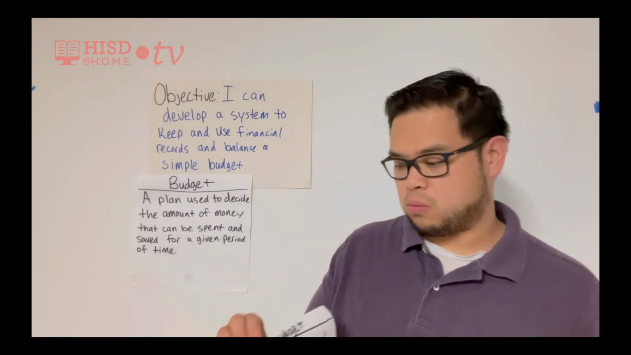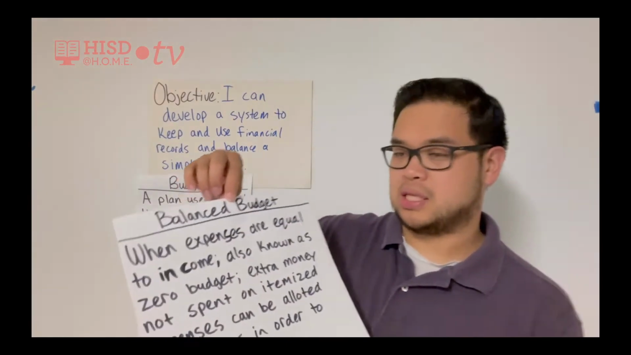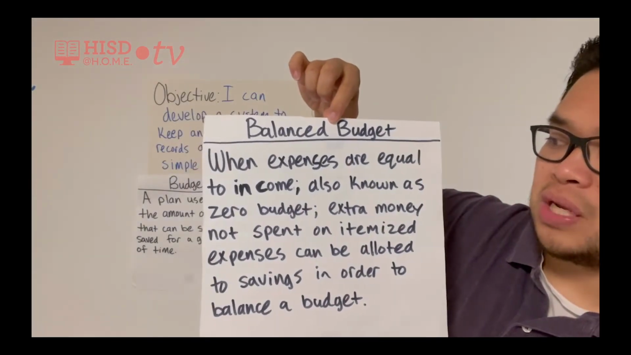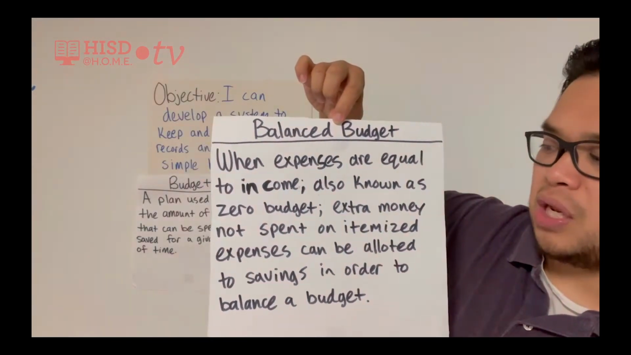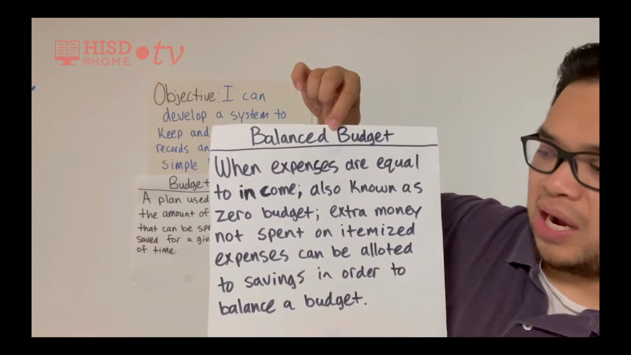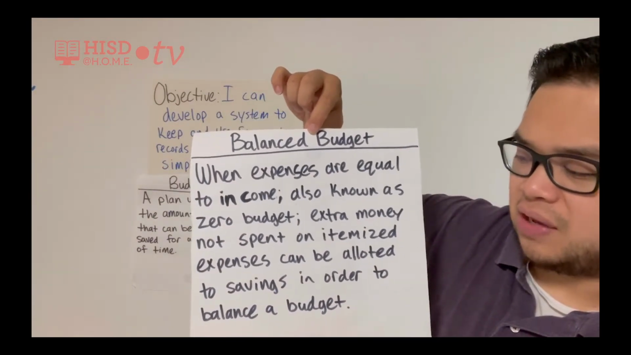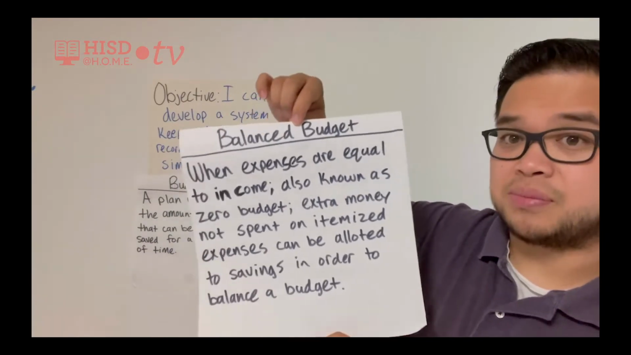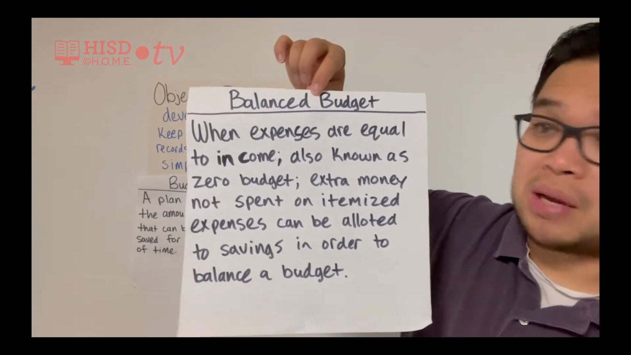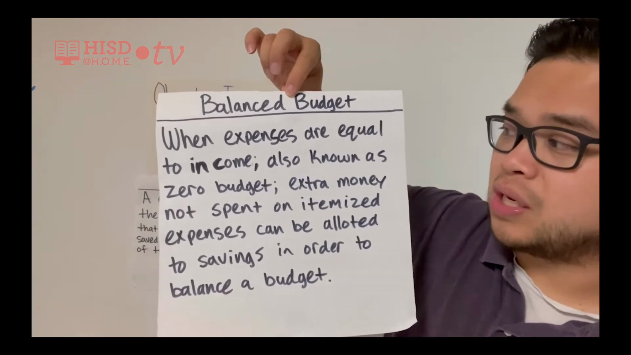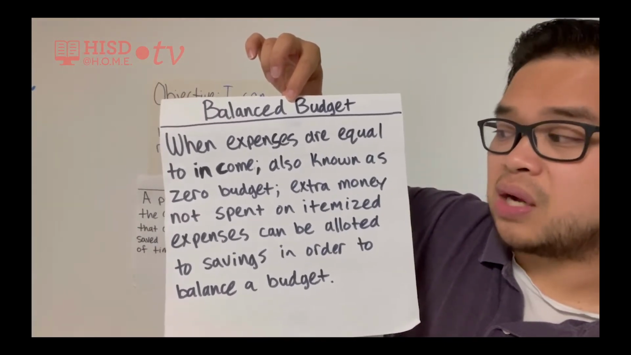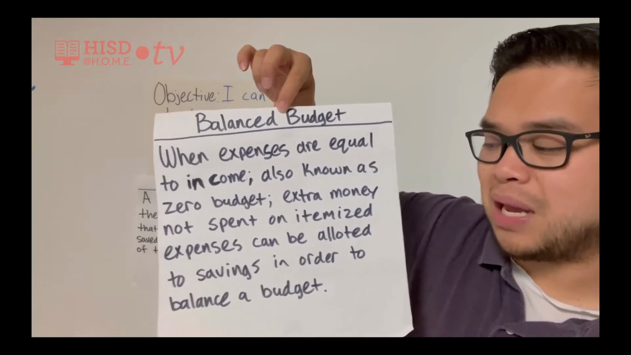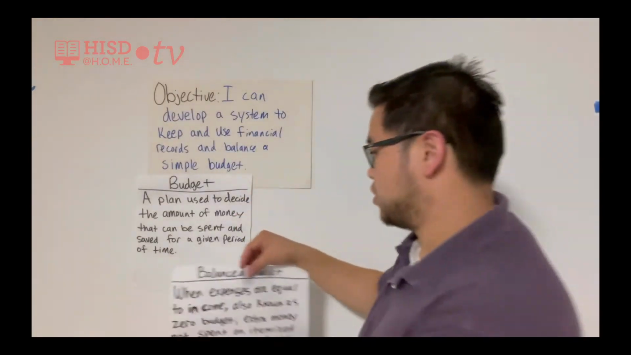The next word we're going to talk about a lot today is balanced budget. When expenses are equal to income, also known as zero budget, extra money not spent on itemized expenses can be allotted to savings in order to balance a budget. I'm going to read that one more time. When expenses are equal to income, also known as zero budget, extra money not spent on itemized expenses can be allotted to savings in order to balance a budget.